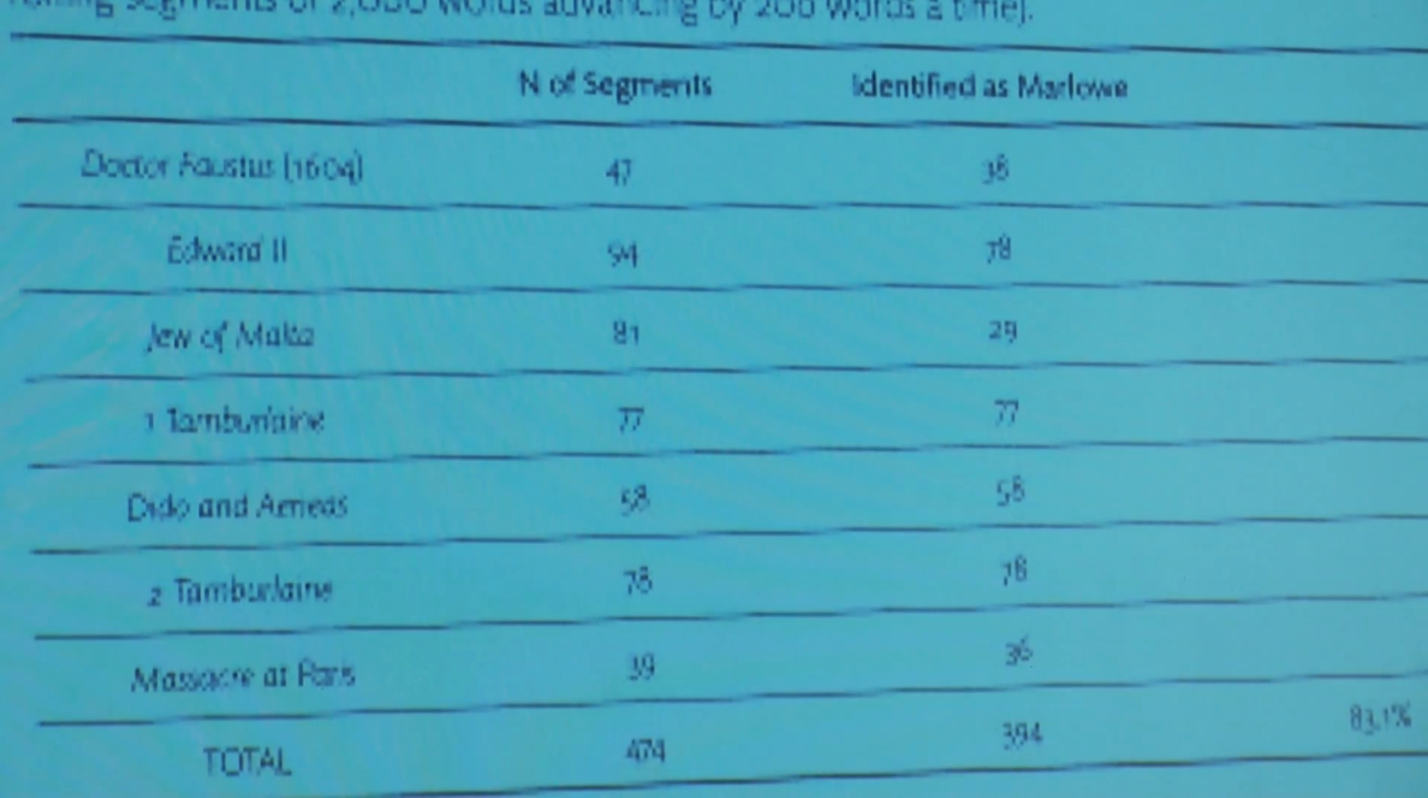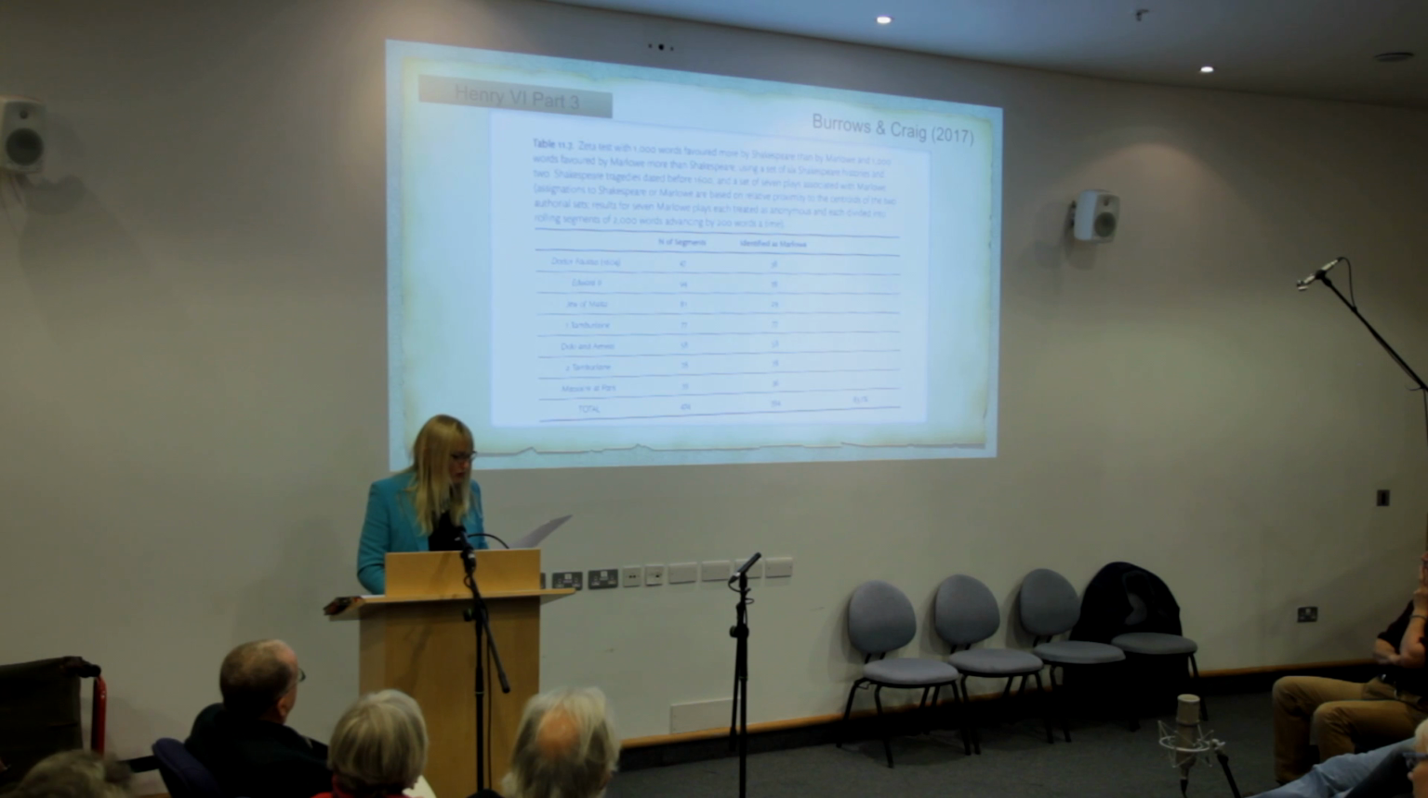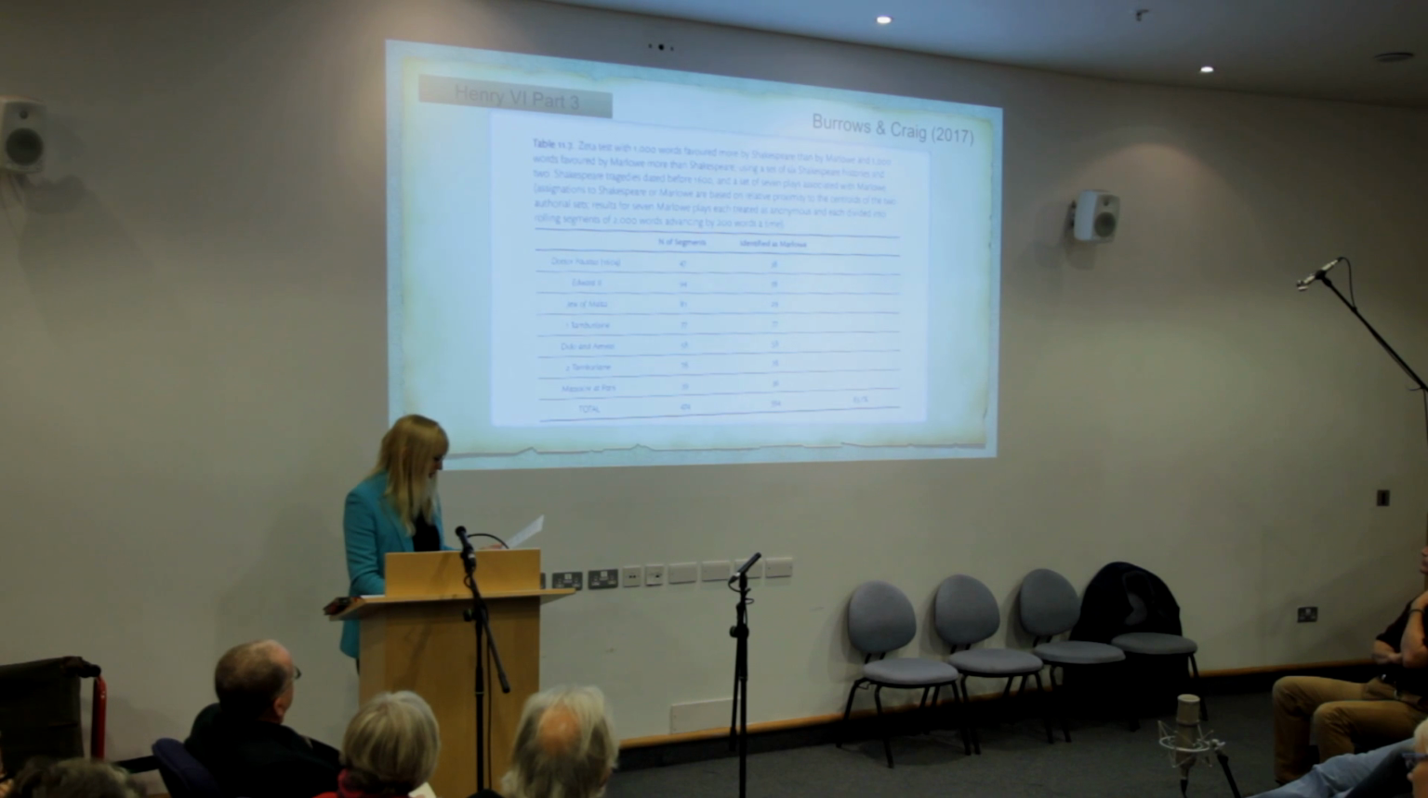The plays are listed in a random order. Why not put the 2 Tamburlaine plays together, for example? Also, it doesn't highlight the fact that if a segment isn't attributed to Marlowe, it's attributed to Shakespeare.